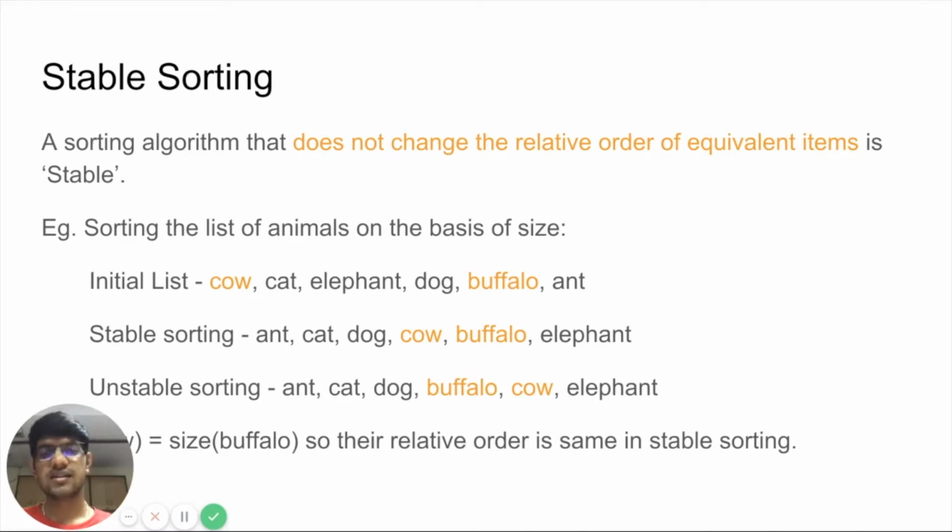Similar to this case, we can generalize the principle as follows. Whenever the relative order of equivalent terms is preserved in the output list, then we call that algorithm a stable sorting algorithm. If the property is violated, then we call it an unstable sorting algorithm.